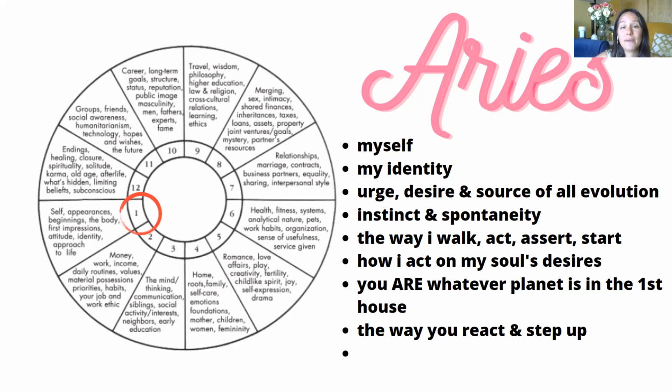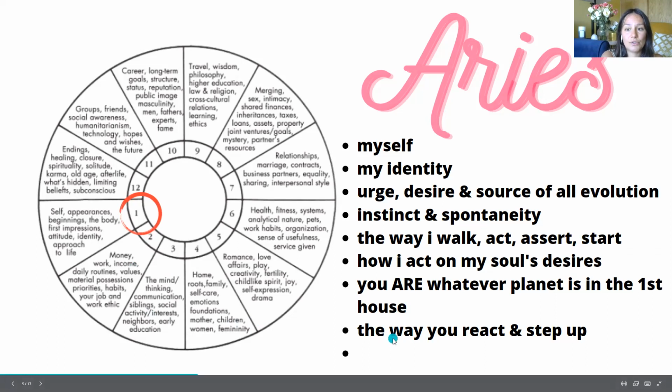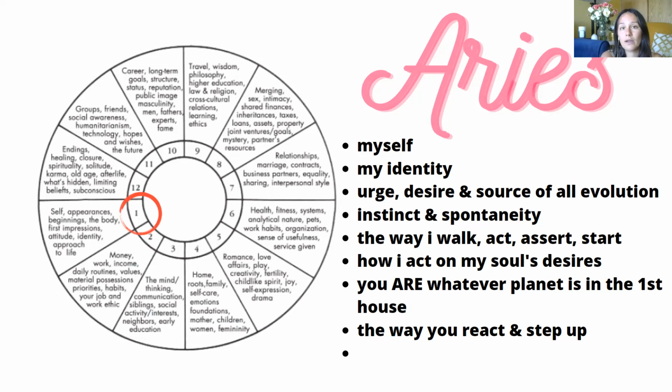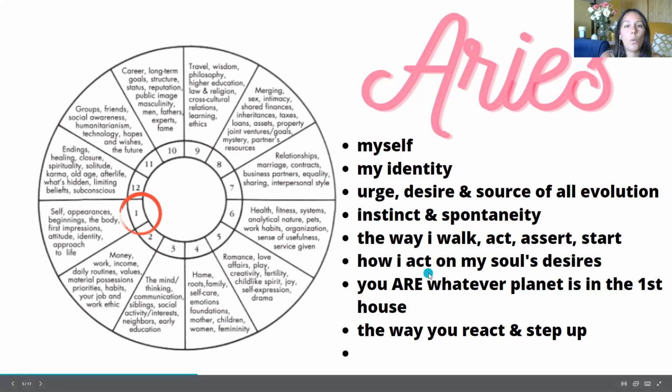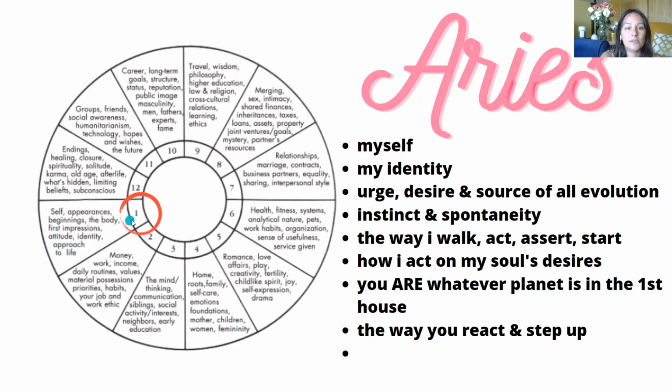Say your sun was in Gemini in the first house. You are communication. You are education, school, learning. You are exemplifying that. That's just like your identity, basically. So the first house is your identity, and how you act on your soul's desires and the way you walk and assert yourself. And so all of these are Aries qualities. So that's why the first house is associated with Aries. So first house, you could just always think Aries.